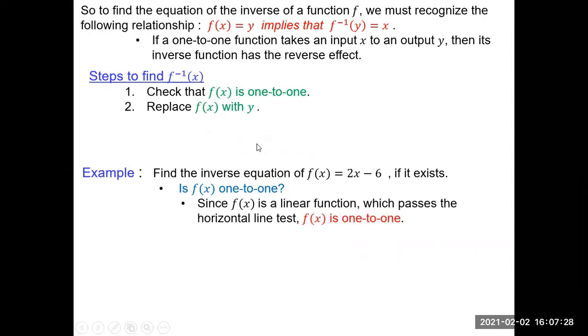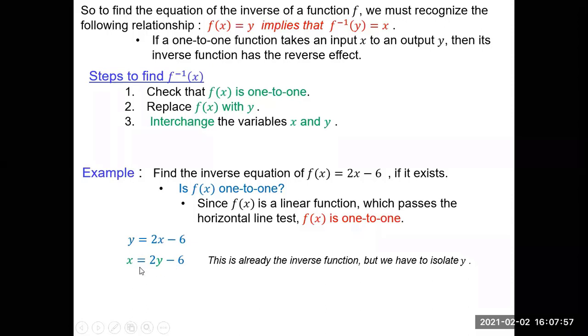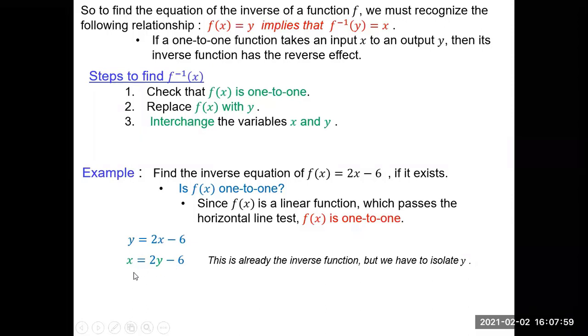Once we determine that the function is one-to-one, we're simply going to replace the f of x with a y. So now we have the equation y equals 2x minus 6. Now recall that on an inverse function, all the inputs and outputs have reversed roles. So the next step is simply to interchange the variables of x and y, which makes all of the outputs become the new inputs, and all of the original inputs become the new outputs.